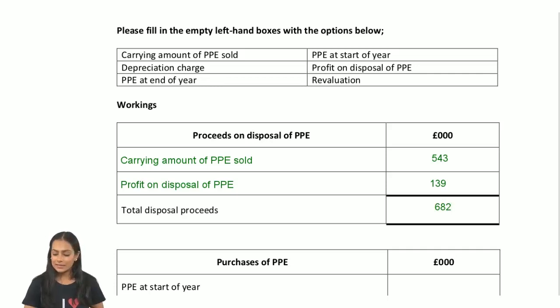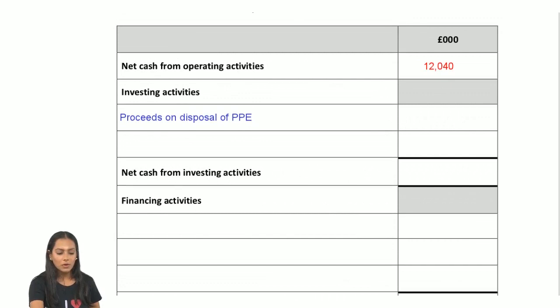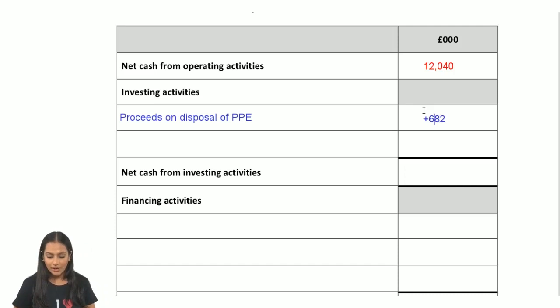So if I place that in my cash flow statement here, proceeds on disposal of PPE, that's going to be a positive 682,000. Now you don't have to include a positive sign here. This is just for me to remind you that this was a cash inflow. So be sure to put this as a positive number.